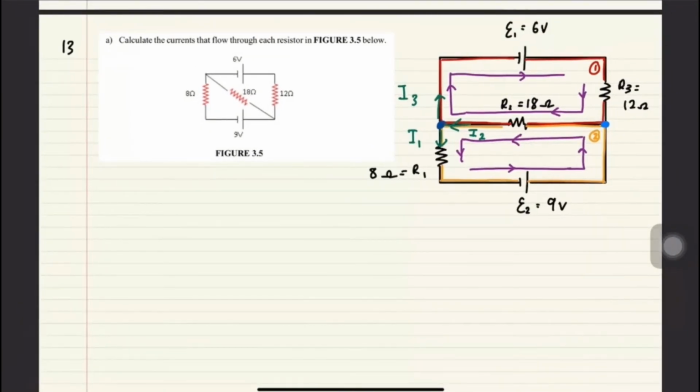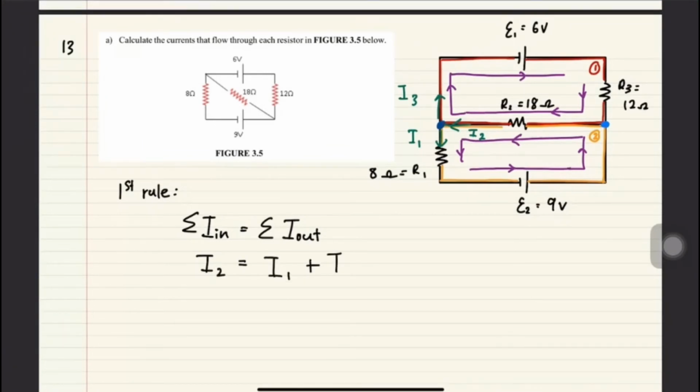Then only you apply the first rule. So the first rule say summation of I in is equal to summation of I out. Okay, so we are talking about the one with the dark blue ni, junction dia. So in dia adalah apa? Out dia adalah apa? I2 in. I2 is in, I1 and I3 is going out. Good. This is your first equation.